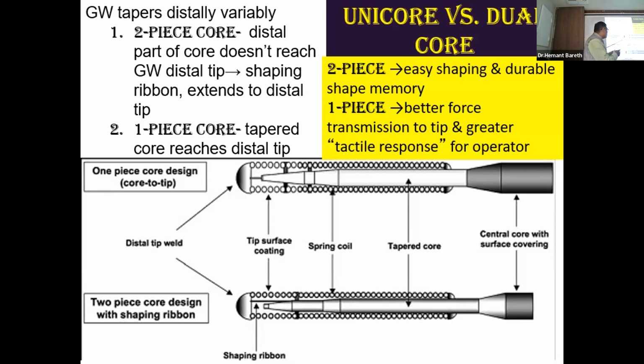But if you require those kind of characteristics, then you require a one-piece or a unicore wire. And that will not only have a better transmission, but also because the core is reaching the tip, whatever is happening at the tip, that sensation will come to you. So there will be a better tactile response, better tactile feel with the unicore wires.